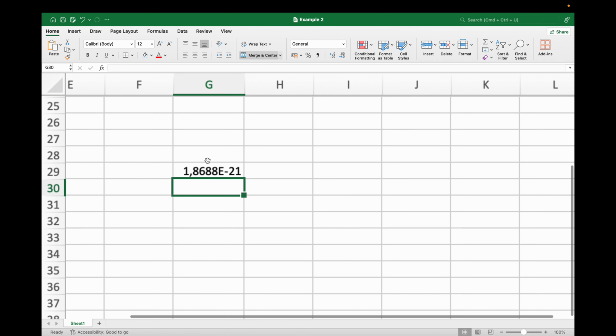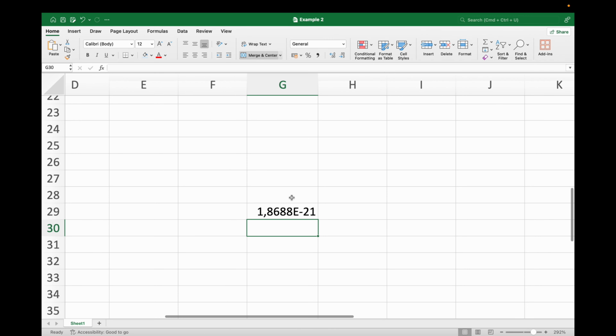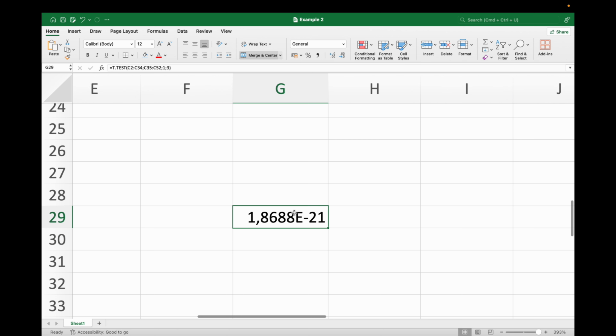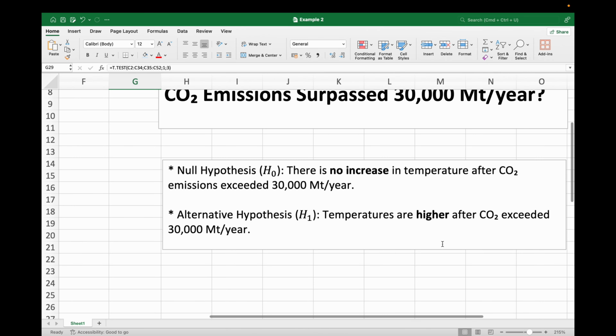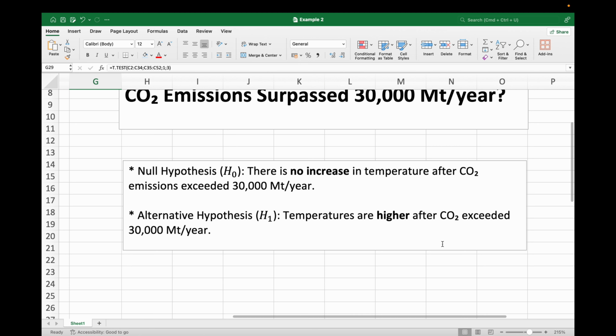After I used the test, here's the formula, and here is the answer for the t-test, and it's way below the 0.05. So we can say that the temperatures are higher after CO2 exceeded 30,000 million tons a year.